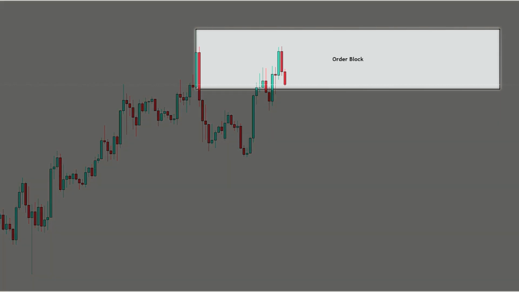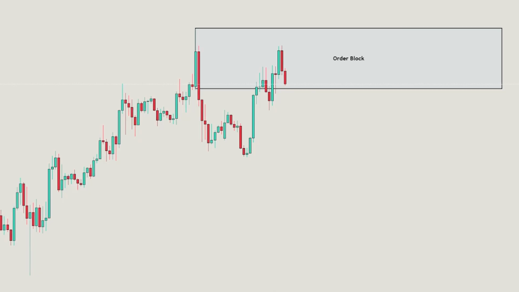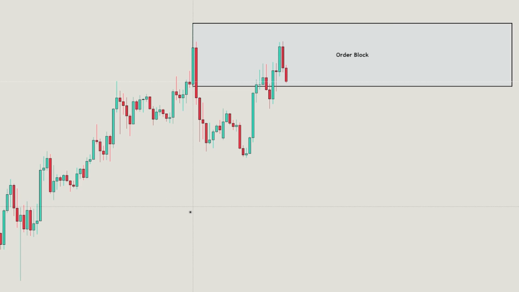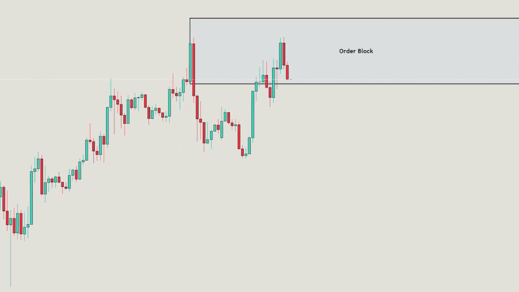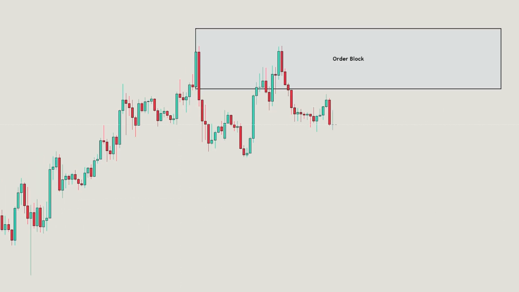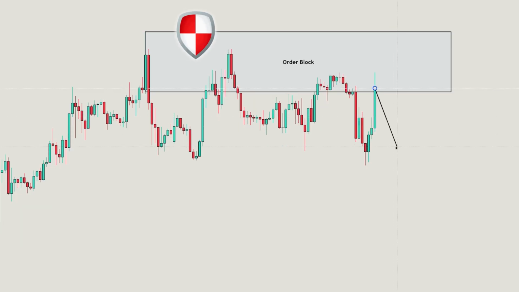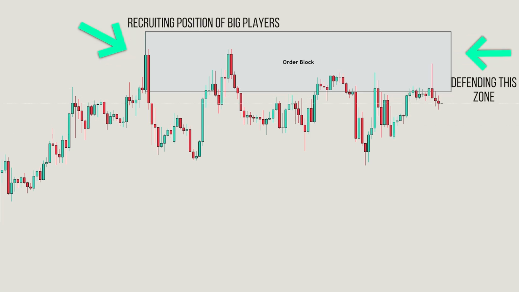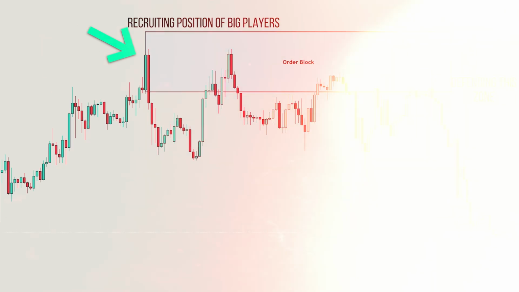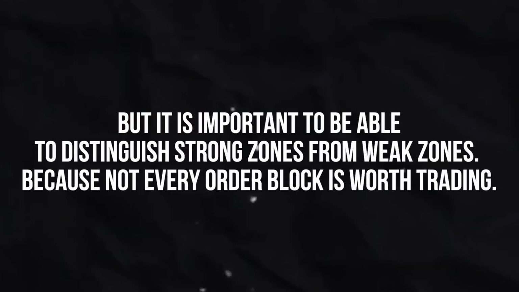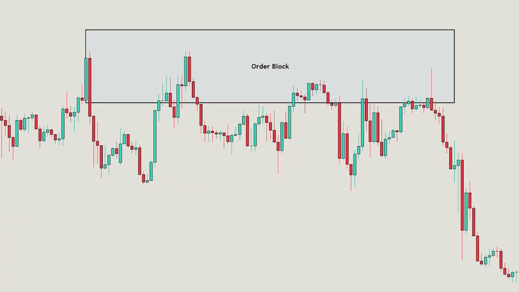An order block is an area on the chart where a large capital has left a trace. If the price returns to this zone, there is a high probability that market makers will intervene in the market again to protect their positions or to gain volume. Order blocks don't work because price has to bounce off a level. They work because they are places where big money has already been in the market, and their purpose is to protect that area. But it is important to be able to distinguish strong zones from weak ones, because not every order block is worth trading.